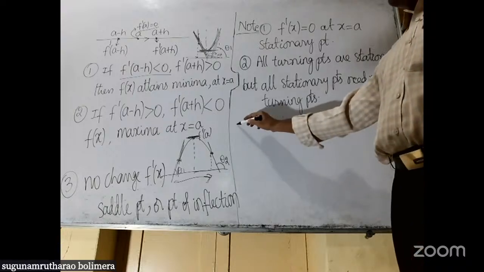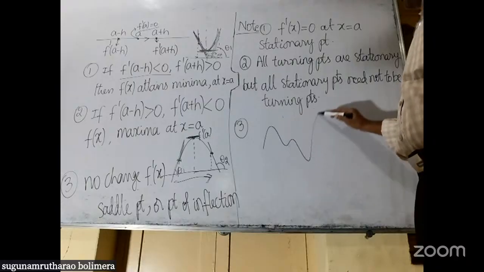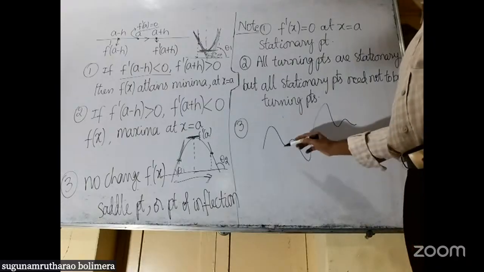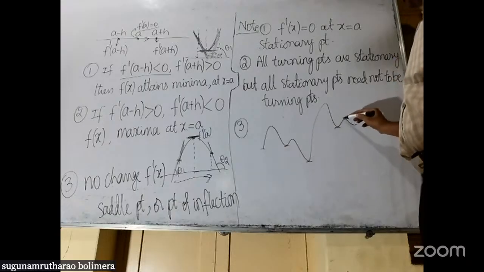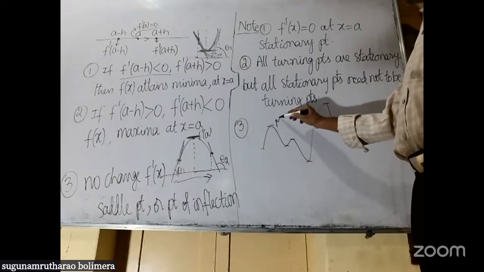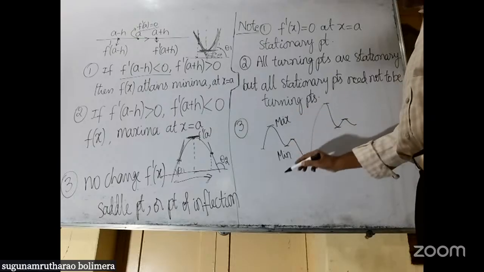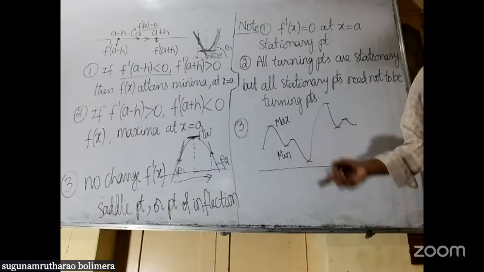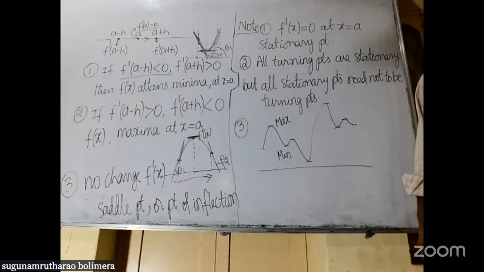Now, another note: the curve like this. This is one minima, another minima, another minima, maxima, maxima, maxima. These are maximas, these are minimas. So a function may have more than one minima and more than one maximum. You cannot say only one minima and one maximum.